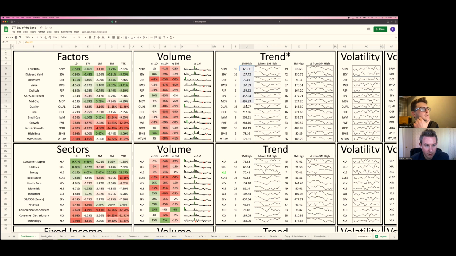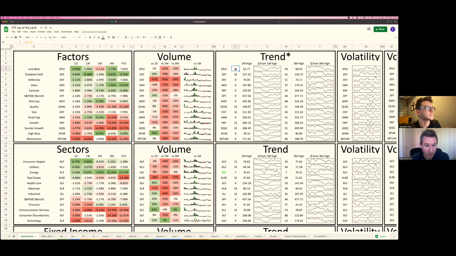So this number here is the 1 month high. That's the actual price high. SPOV, the last 1 month high was 65.77. And it's 16. So if you are using these, it's 16 calendar days. I couldn't get it to do trading days, but calendar days. 16 calendar days since the 1 month high.